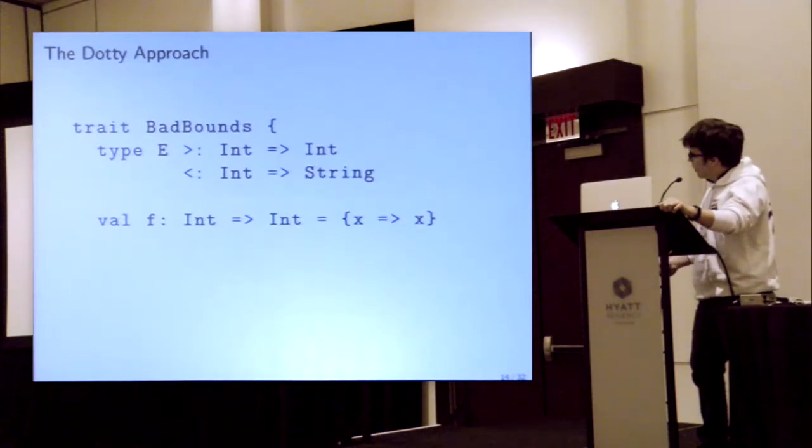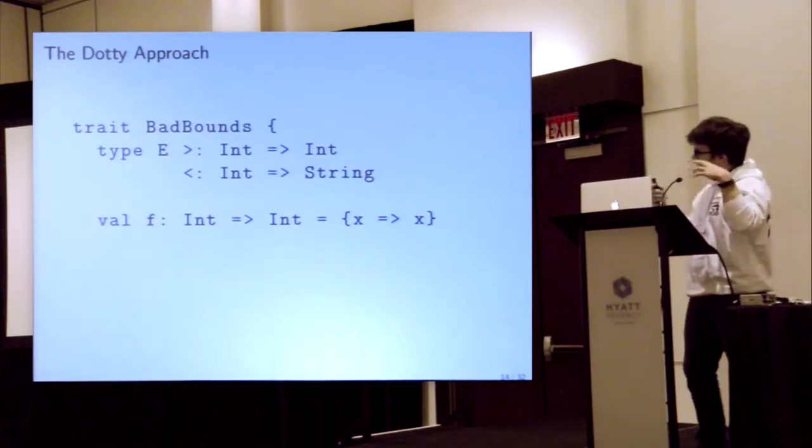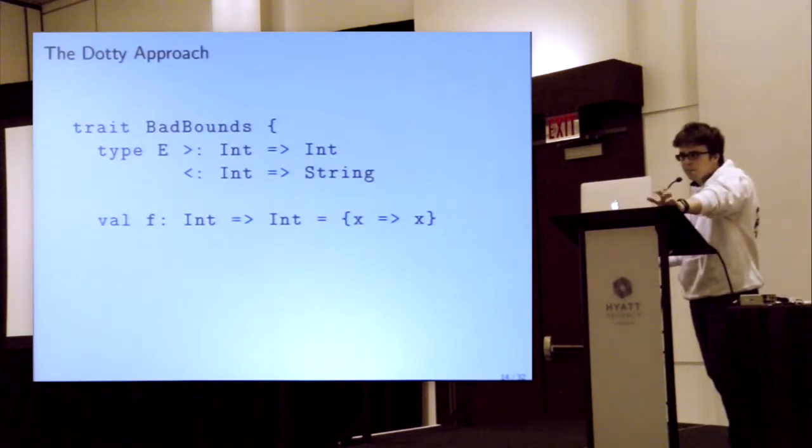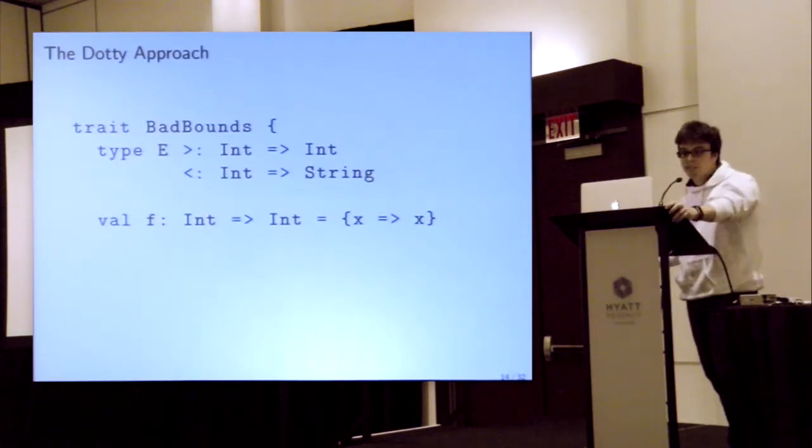And now we have a function f that has type int goes to int. And what we want to test is if Dotty is directly inferring, from the fact that I have this type declaration, that int goes to int is a subtype of int goes to string, which is what we would expect if we were operating in the D sub world.